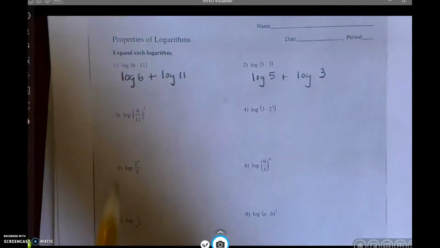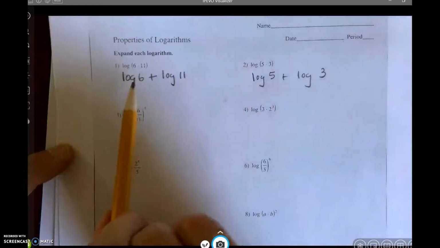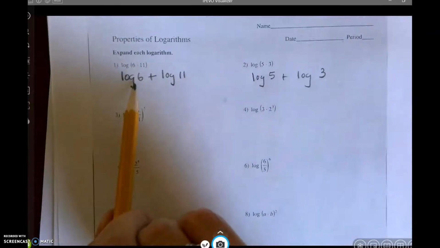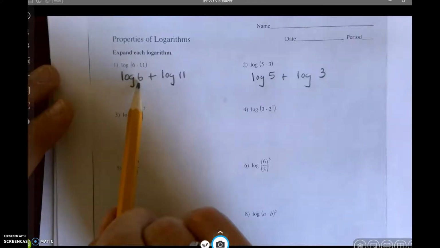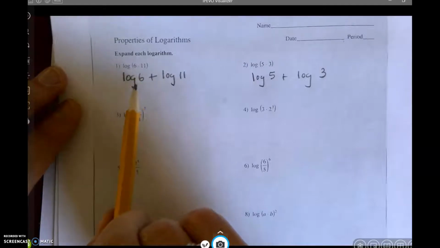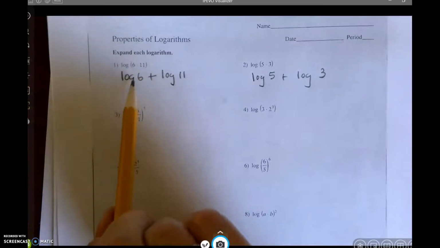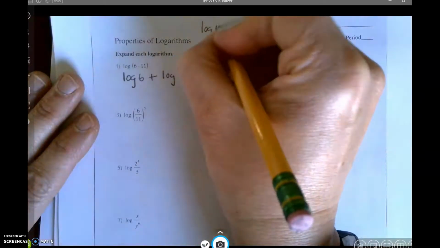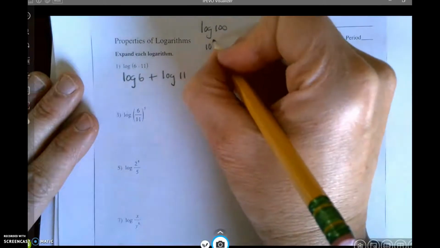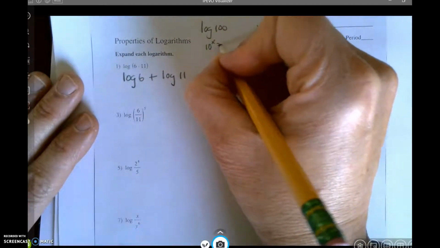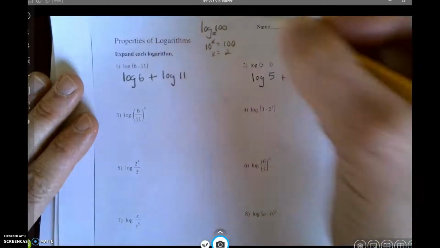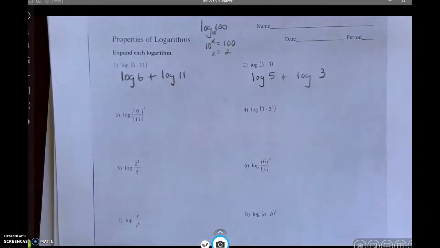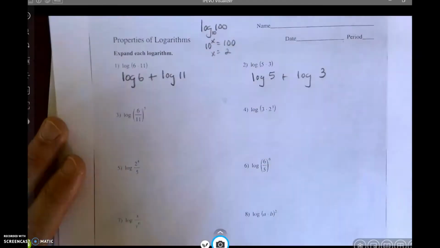I haven't gone any farther than that because these are all base 10, and these aren't ones we know. It's not like we know 10 to what power is 6. It's going to be some kind of a decimal answer. So we would only keep going if it was like log of 100. We know that log of 100 is 10 to what power is 100, because the base is 10. And we know that x is 2. So on that one we would say, oh, we know that that's 2, but we don't know any of these.